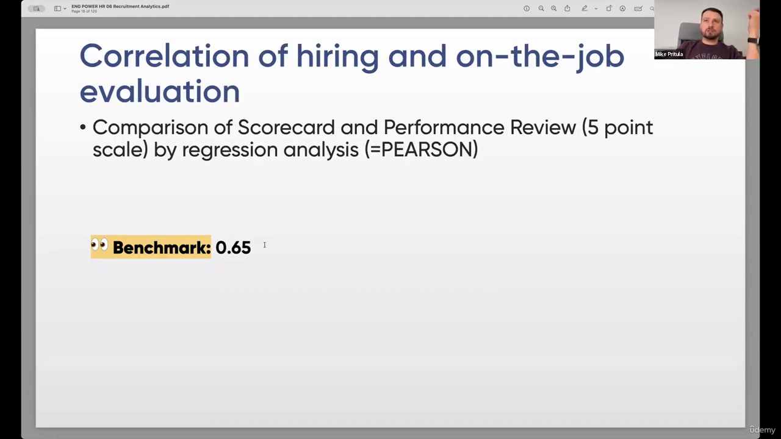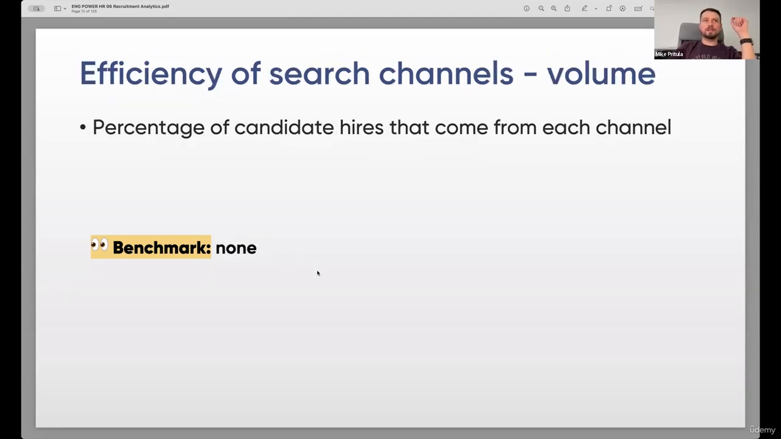Then correlation of hiring and on-the-job evaluation. So it shows us the precision with which we evaluate our candidates. For this, we need to apply some more advanced analytics. We have to use the Pearson formula in Excel, and this is good to calculate. And the score here is 0.65, which means the ideal prediction of future performance.